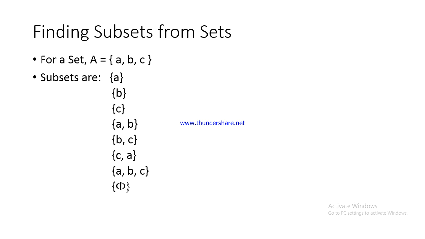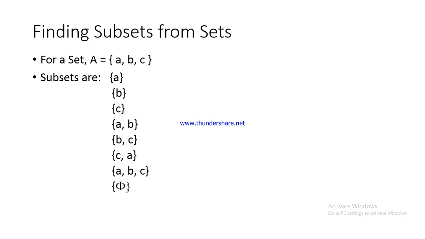So these would be the subsets. We have used the same procedure. We have taken all the elements one at a time. Then moving forward, we took two elements at a time, and then three elements in one go. This way we were able to find out all the subsets of this set A.